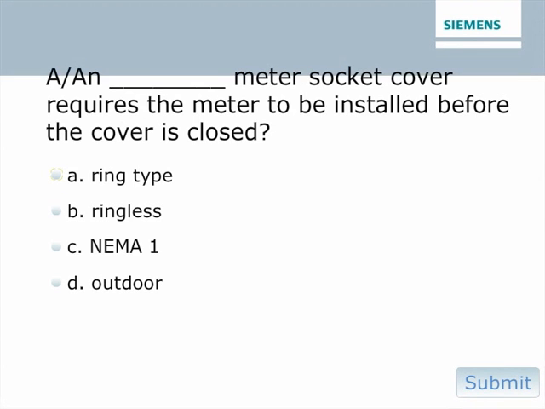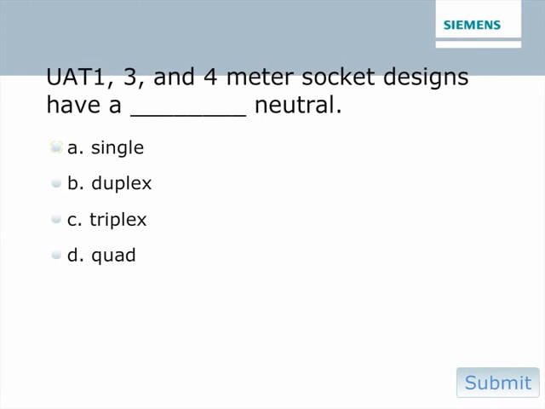Question 5. A/An blank meter socket cover requires the meter to be installed before the cover is closed. Is that A, ring type, B, ringless, C, NEMA 1, or D, outdoor? Question 6. UAT 1, 3, and 4 meter socket designs have a blank neutral. Is it A, single, B, duplex, C, triplex, or D, quad?